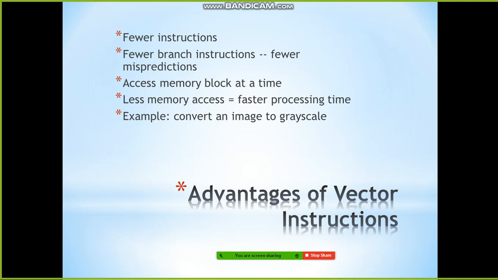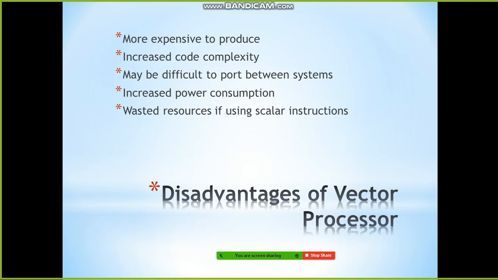Then the advantages of vector instructions. Fewer instructions are enough. There are fewer branch instructions, so fewer mispredictions are possible. It accesses a memory block at a time, and less memory access means faster processing time. So it takes a small time for execution, and its time complexity is also less. Example: converting an image to gray scale.